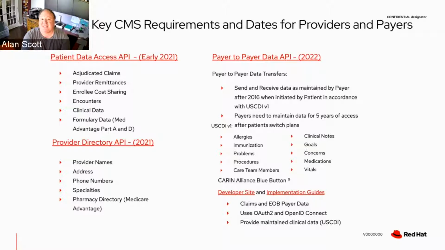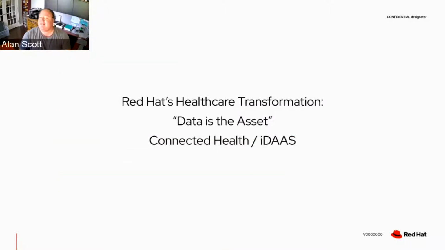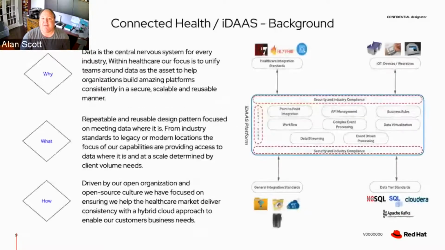And they're doing that with a standard called USCDI, which is around continued integration. So as we think about all that, Red Hat's healthcare transformation has to be about data, because if the government's focus is on reducing a data barrier and an organization struggles, as healthcare has struggled for decades, to process information, data is the asset. And that's where Connected Health and IDaaS came from.